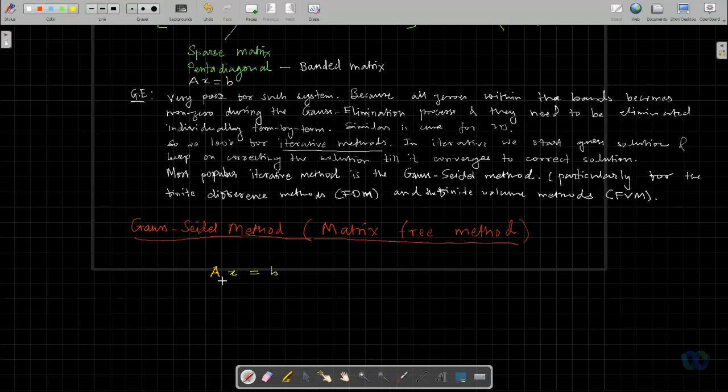So this A will be our n by n matrix. X will be a column vector of size n, and B will be another column vector of size n.